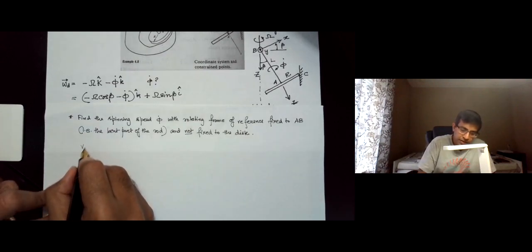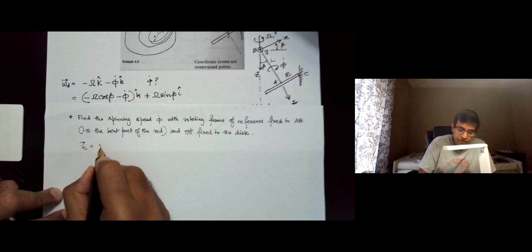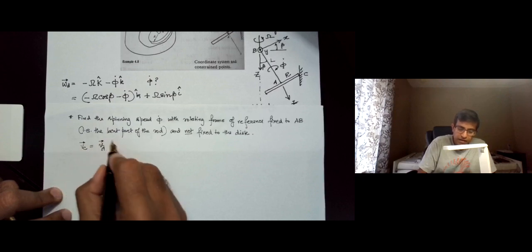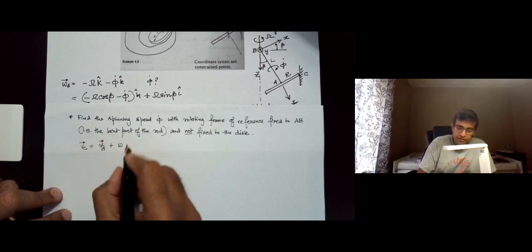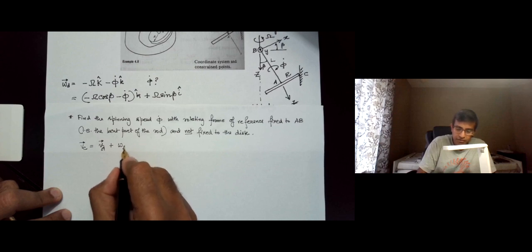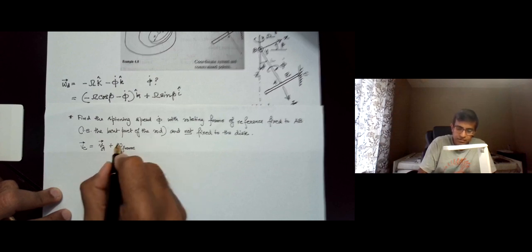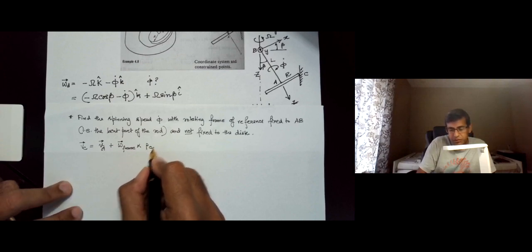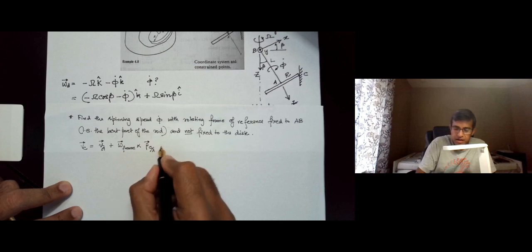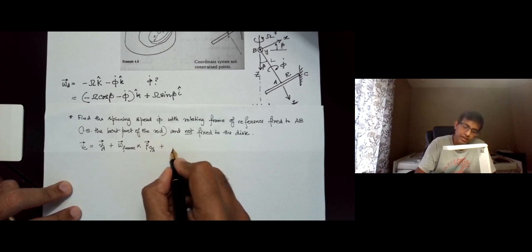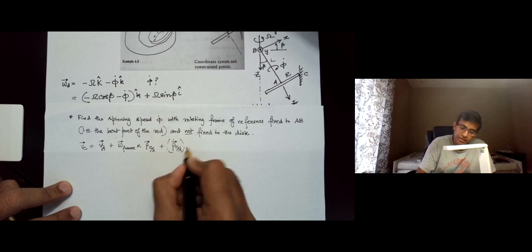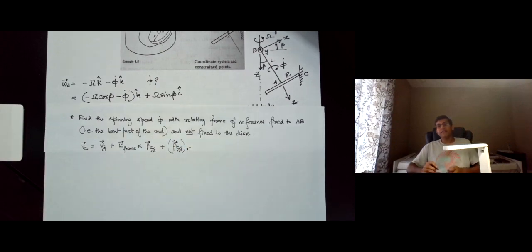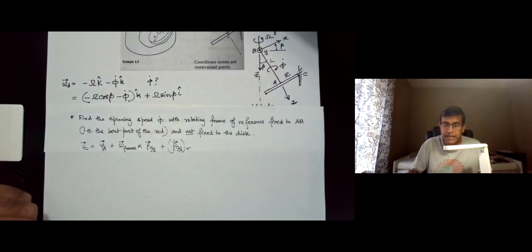So if we now express VC equals VA plus omega of the frame cross rho C with respect to A, now we need to have the third term in the velocity expression, which is the velocity of C with respect to A in the rotating frame.